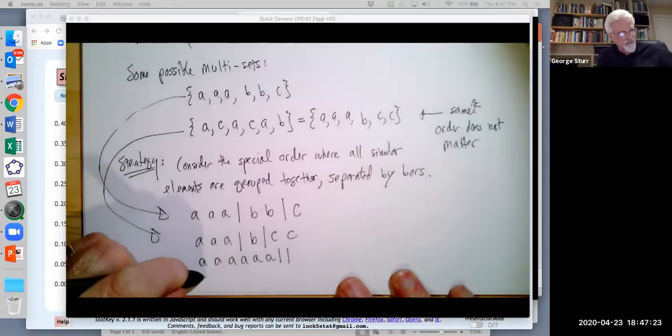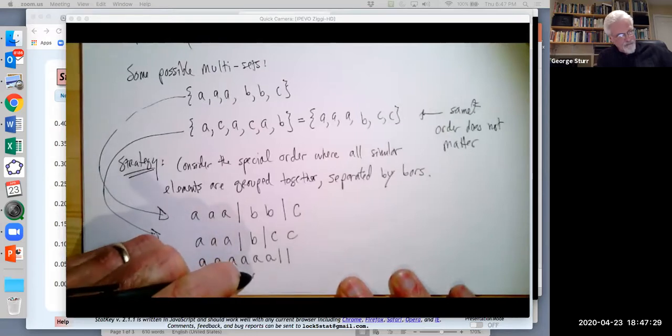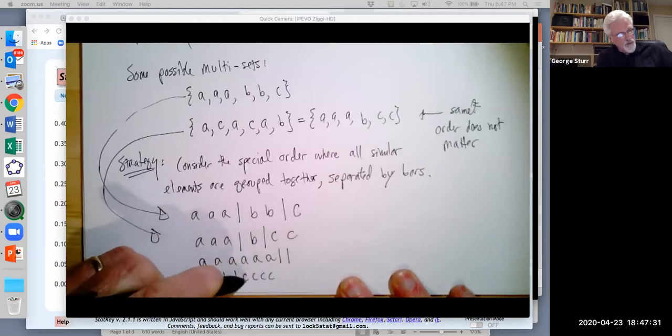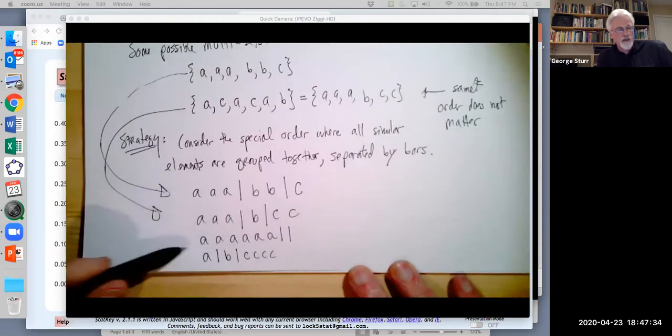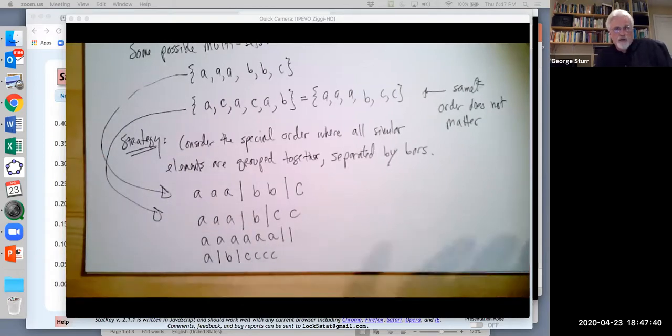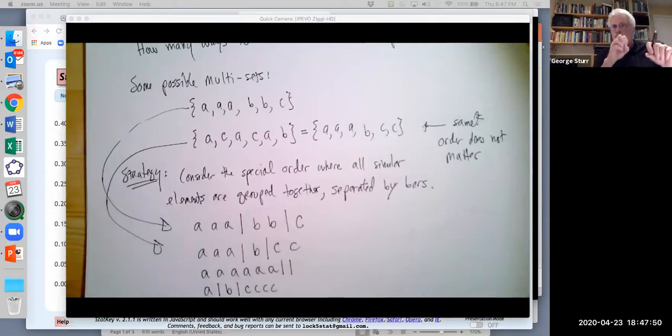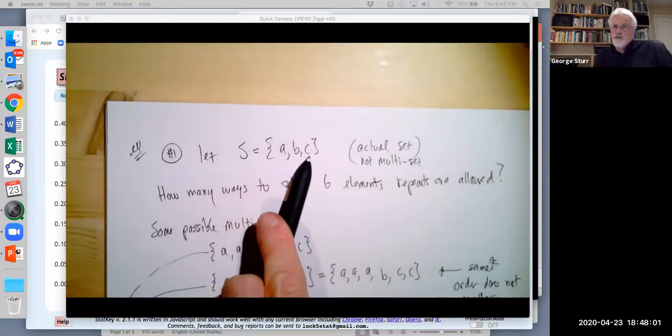What about this? 1, 2, 3, 4, 5, 6. That's giving me also a picture of what's going on. And all of these are different, and each one could be pulled out and rearranged in another form, but those are indicating now all the different possible multisets by this new strategy. And for every single one of them, I will always have 6 characters here that represent elements of the set and 2 bars because there's 3 elements in my original set.